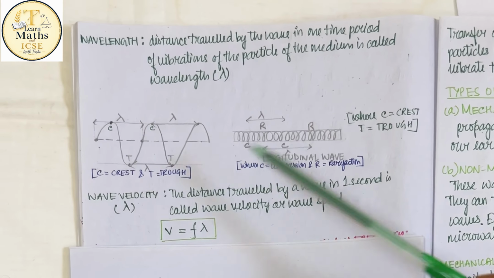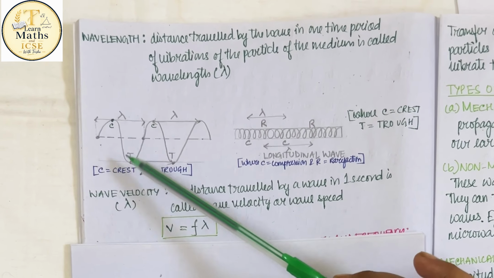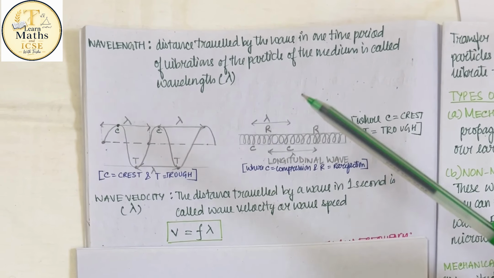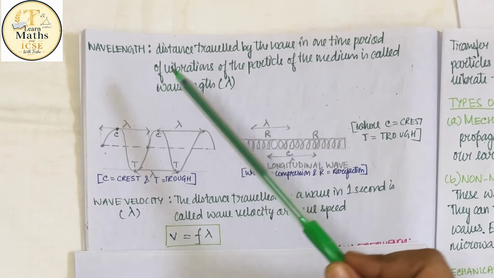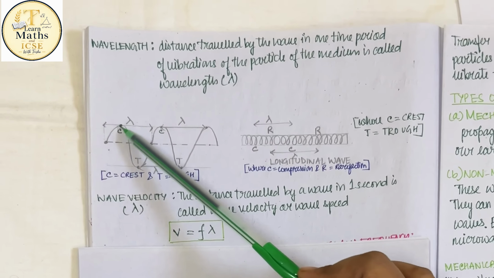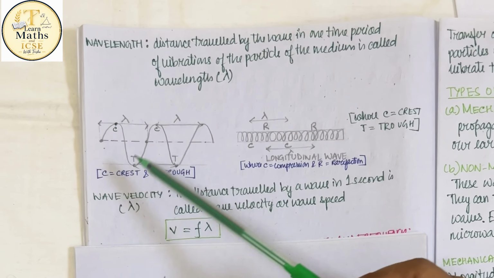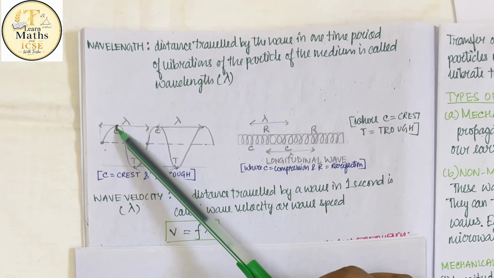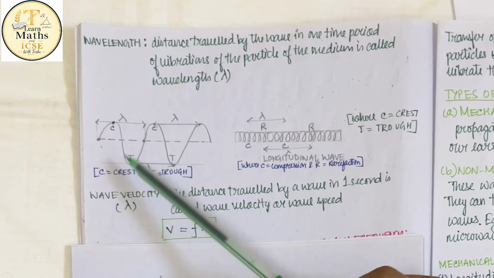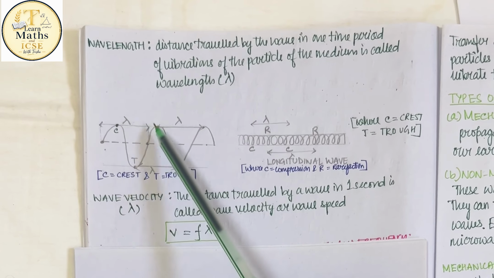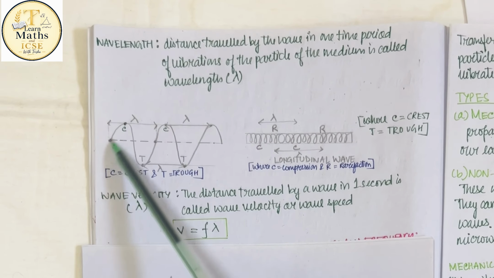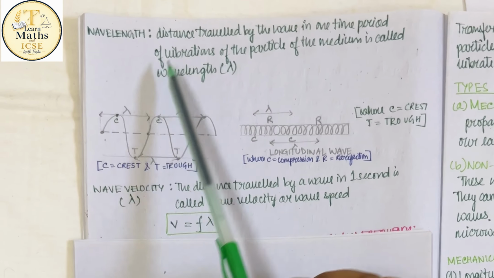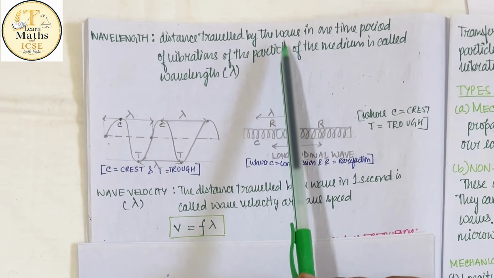There are two types of graph. This kind of graph is known as a transverse wave, and this kind of graph is known as a longitudinal wave. The transverse wave has C, the maximum point above, called the crest, and T, the maximum point below, known as the trough. The distance between them, from this point to this point, is known as lambda, that is the distance traveled by the wave in one time period.